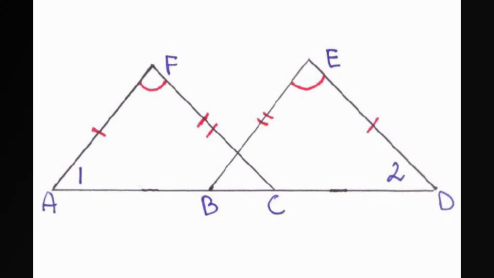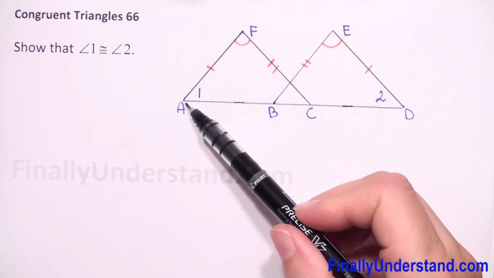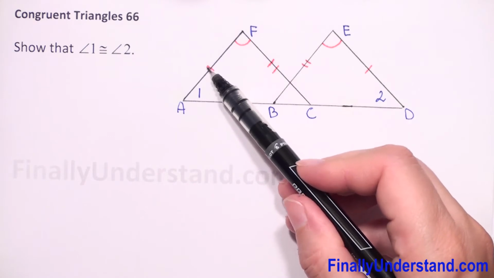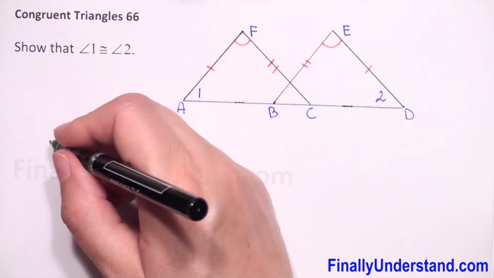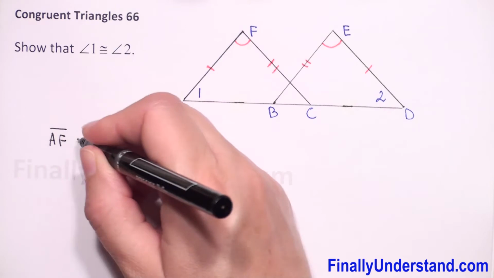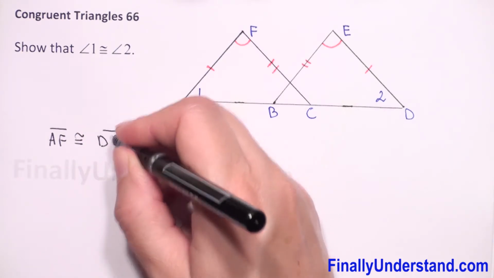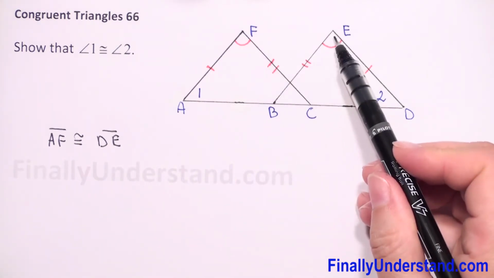We have to show that angles 1 and 2 are congruent angles. So let's show what we have given here. We have on segment AF and DF one red mark. It means that these two sides are congruent. We can write that AF is congruent to DE.